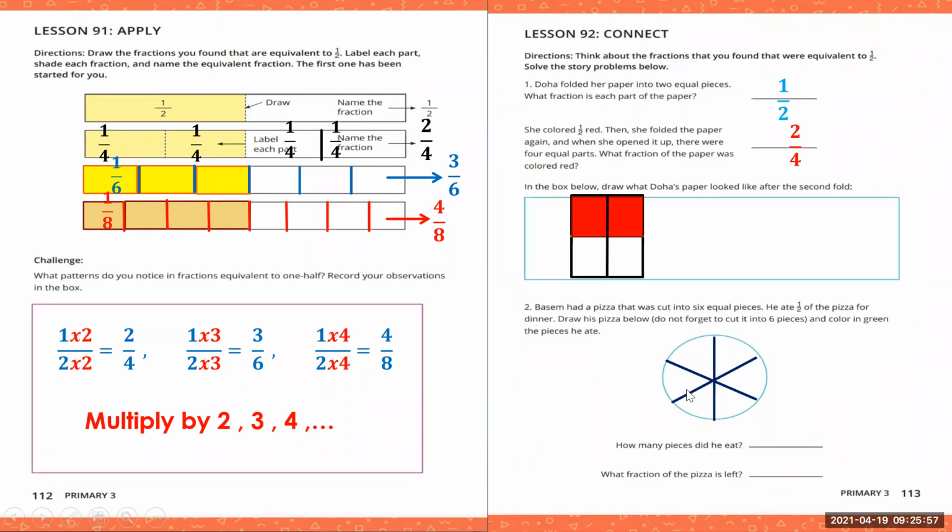If I give you 6 pieces and I wanted to know the half of them, they will be 3 equal parts. So how many pieces did he eat? The half. 3 pieces. What fraction of pizza is left? The fraction left 3 over 6. Excellent, my dear. The fraction will be 3 over 6.